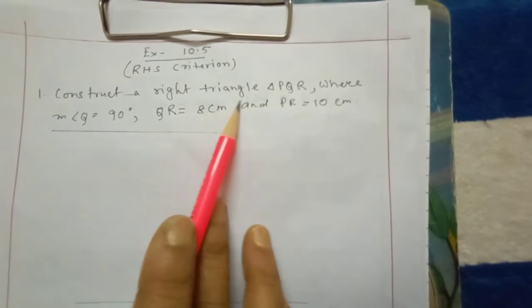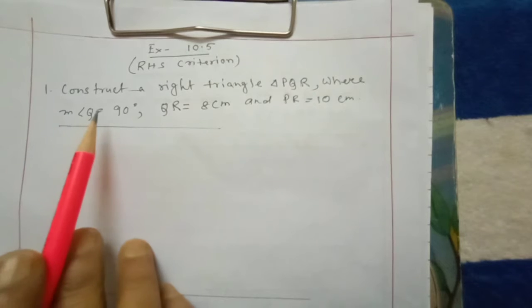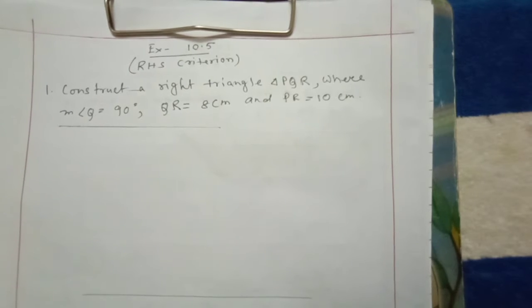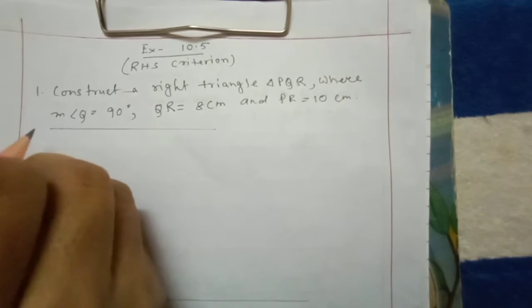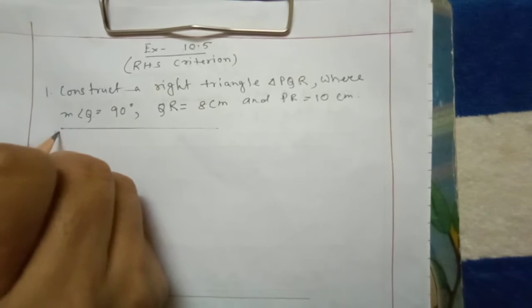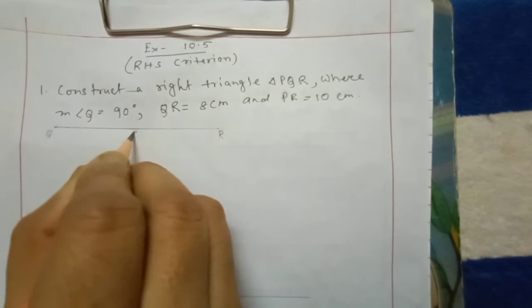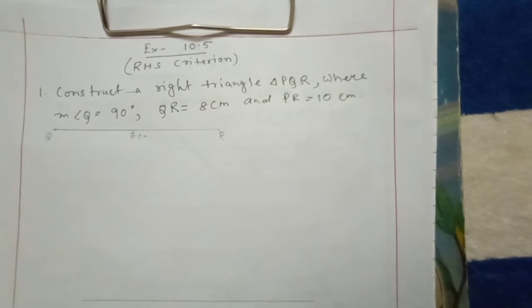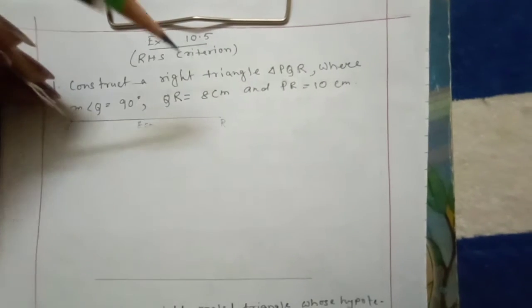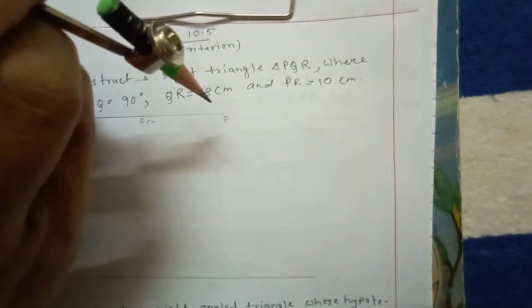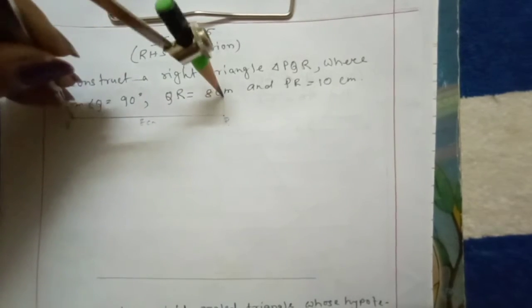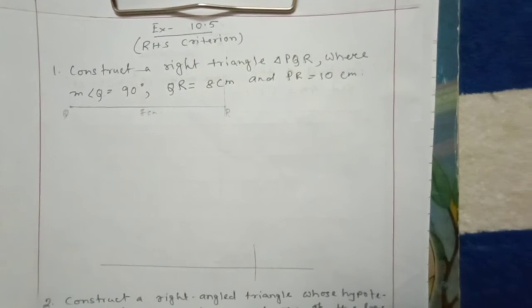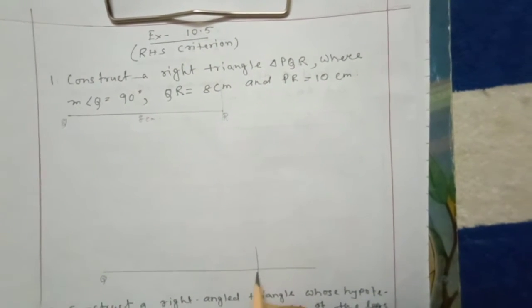Construct a right triangle PQR where the measurement of angle Q is 90 degrees, QR is 8 centimeter, and PR is 10 centimeter. Take the measurement. It is 8 centimeter QR. Take the measurement of 8 centimeter and take it from your given line. It is QR.